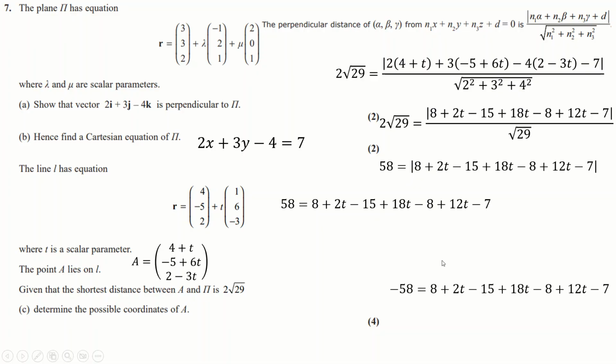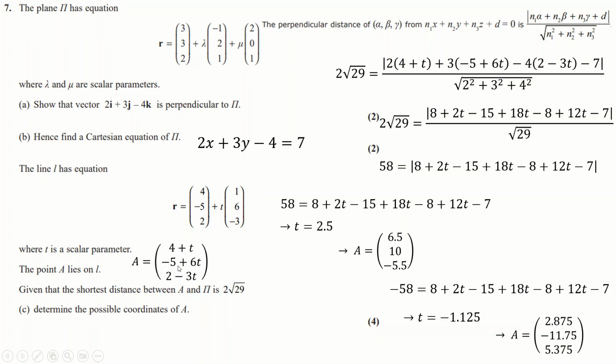And of course, solve these things for t, and we'll have t is this, or t is that, and then put those t values into here, and we'll get 2 different points. Put t is 2.5 into here, we get A is this. Put t is minus 1.125, and we get A is this, and those will be our 2 coordinates.